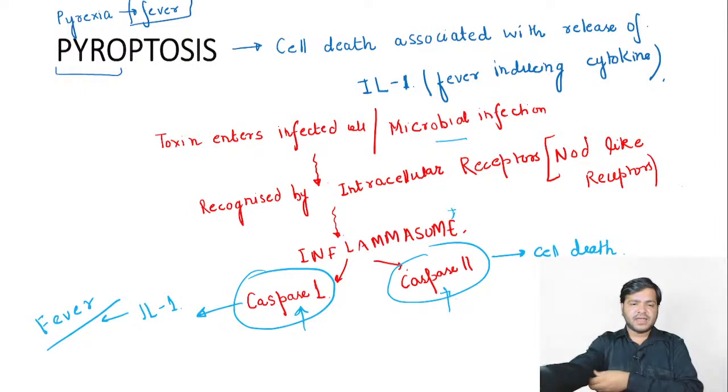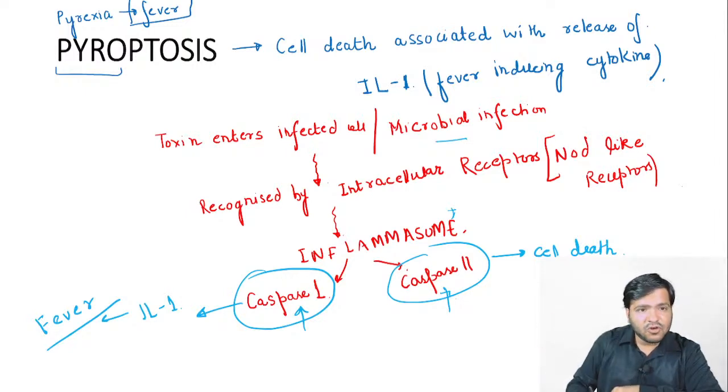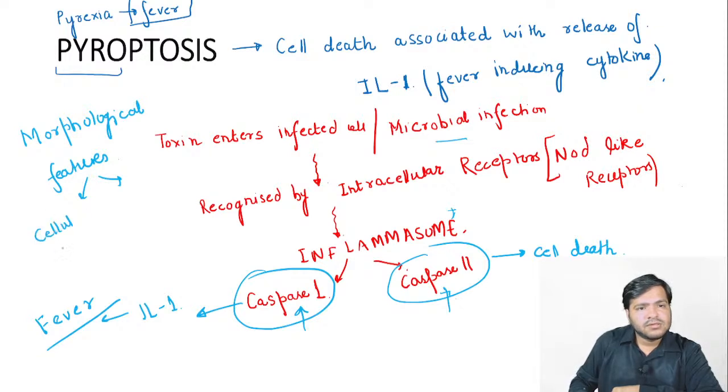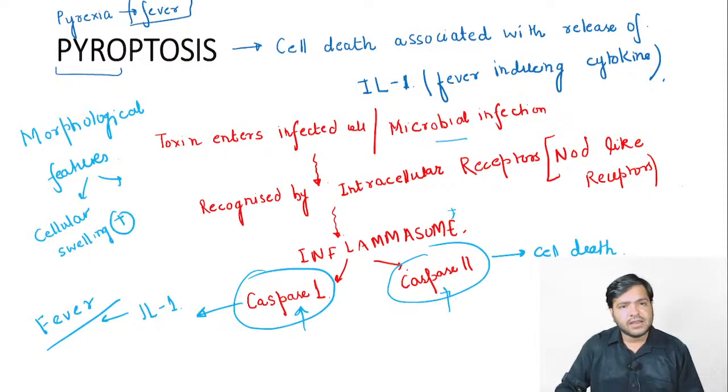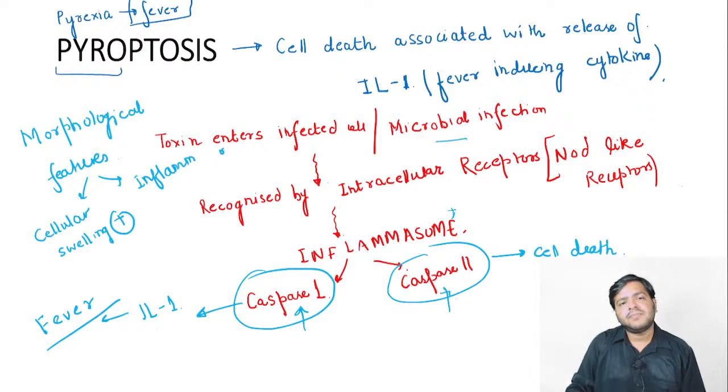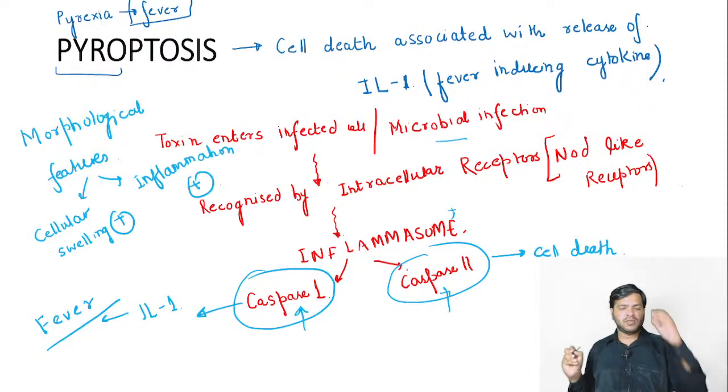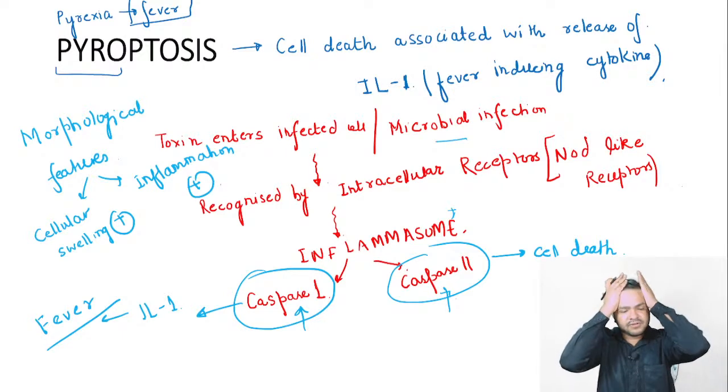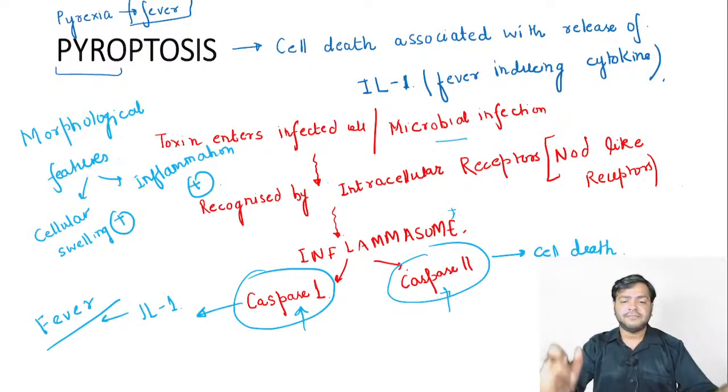Apart from that, guys, remember we have two morphological features that you have to remember. That is cellular swelling, and apart from that you will encounter inflammation. Cellular swelling and inflammation will be present in case of pyroptosis.